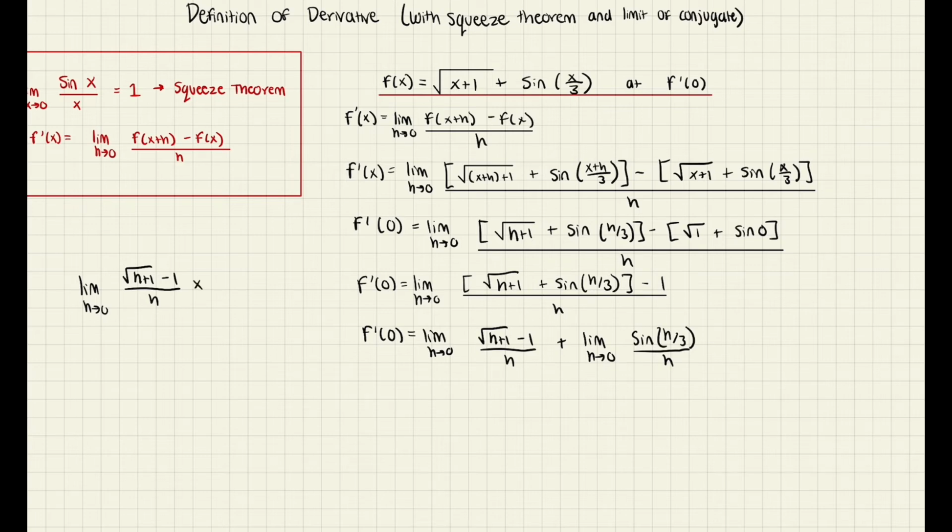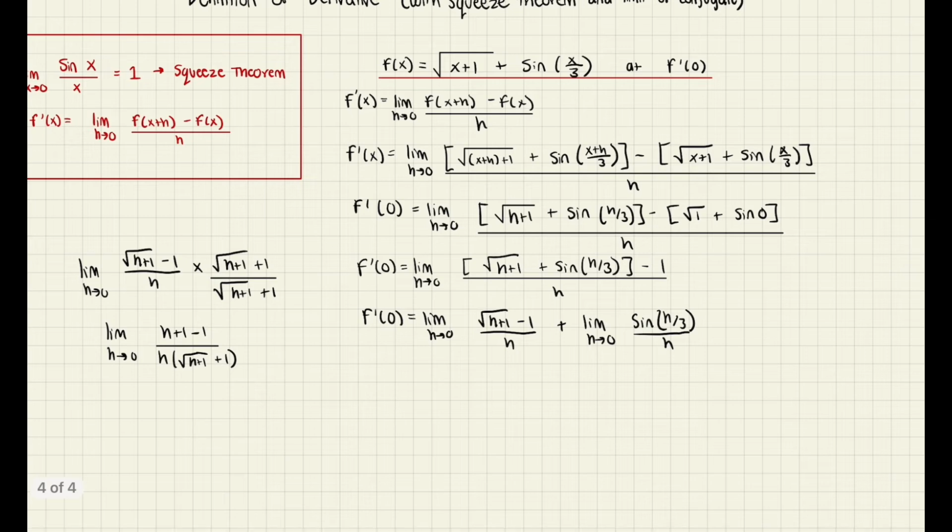So if I multiply this by its conjugate, and the conjugate is just the same square root but with the signs switched. And this term is just 1, so it's not really affecting the original equation, but it's making it easier to work with. So this will give us the limit as h approaches 0 is going to equal h plus 1 minus 1 over h times square root of h plus 1 plus 1.